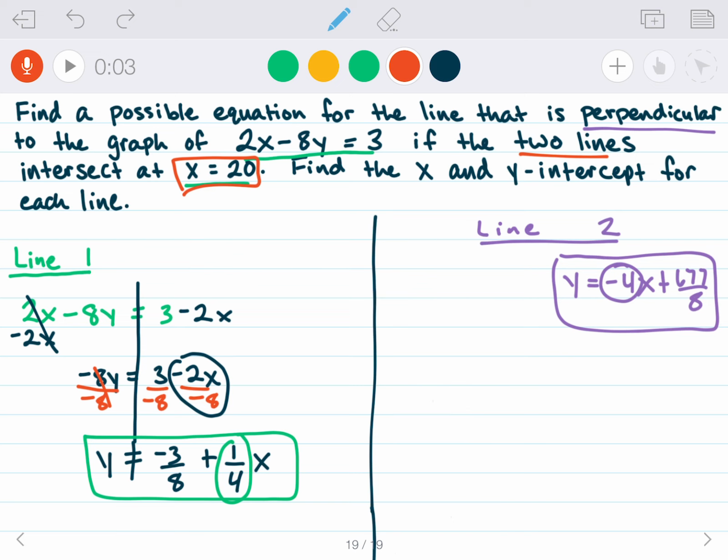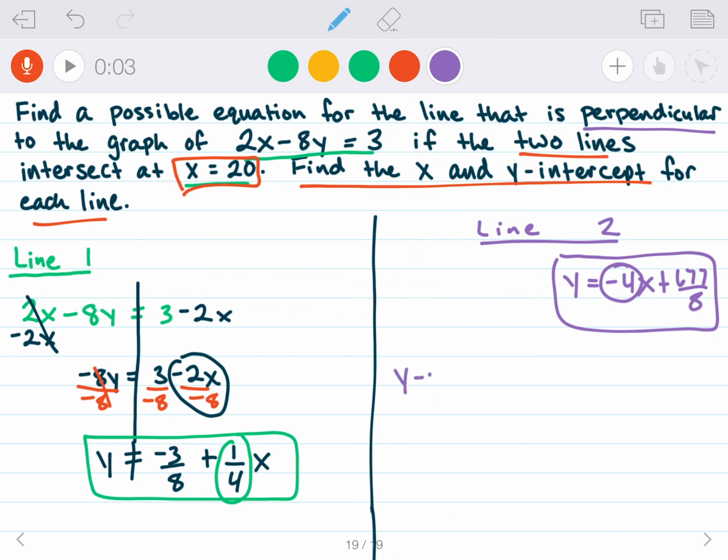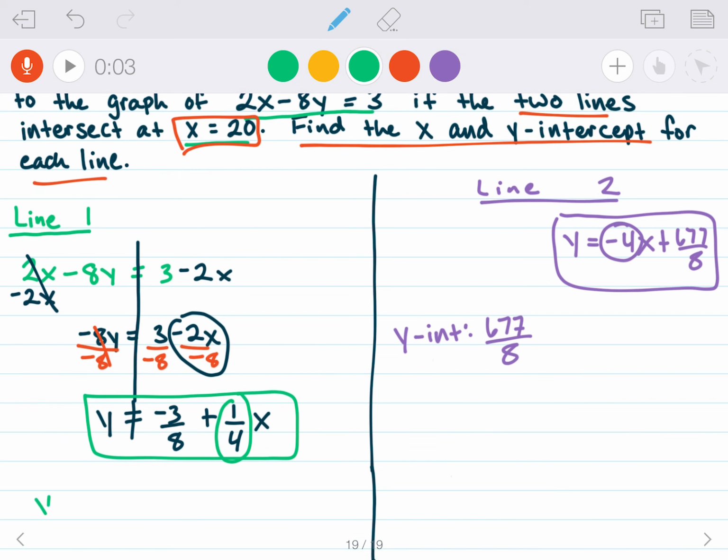Now let's answer this last part that says find the x and y intercept for each line. So the y-intercept is easy because it's just b. So b for line 2 is 677 over 8. And b for line 1 is negative 3 over 8. That's our constant number there.